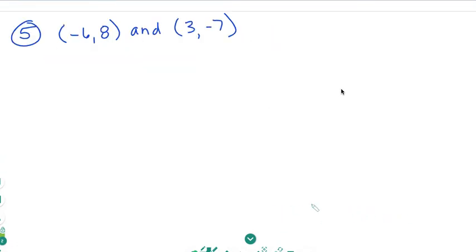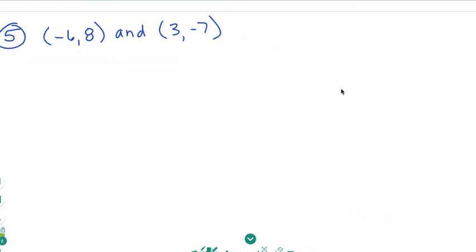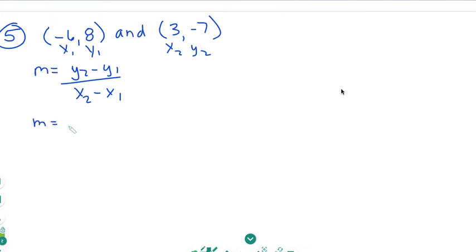All right, the next one we have, the first thing that we're going to need to do in order to put this into point slope form is to find my slope. So I'm going to do m is equal to y2 minus y1 over x2 minus x1. Label my ordered pairs x1, y1, x2, y2. M is equal to negative 7 minus 8 over 3 minus negative 6. I'm going to go ahead and do my keep change.